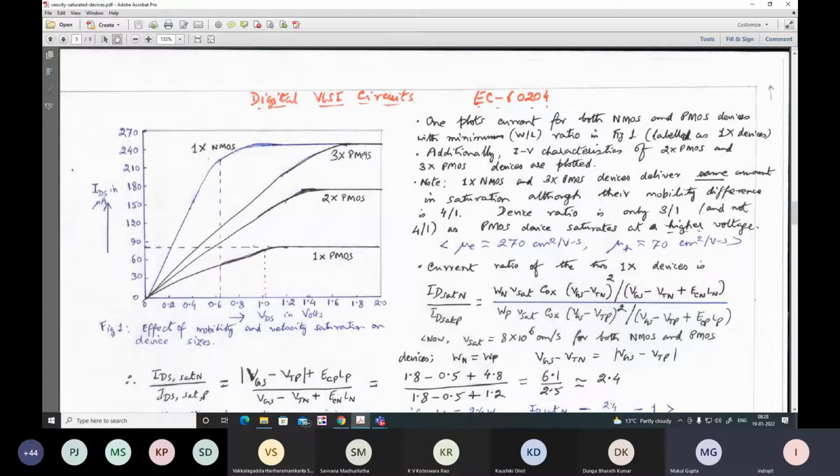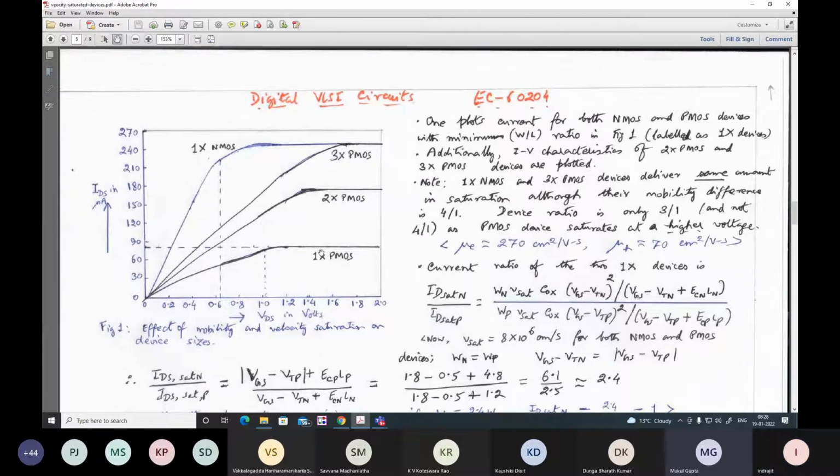So the PMOS transistor, which is 3 times larger compared to the NMOS transistor, shows almost similar current after the PMOS transistor reaches saturation. If we plot the current for both NMOS and PMOS devices with minimum W by L ratio, however, for the feature size PMOS transistor, it is much smaller. Here it is 240. Here it is nearly 1/3 of that.